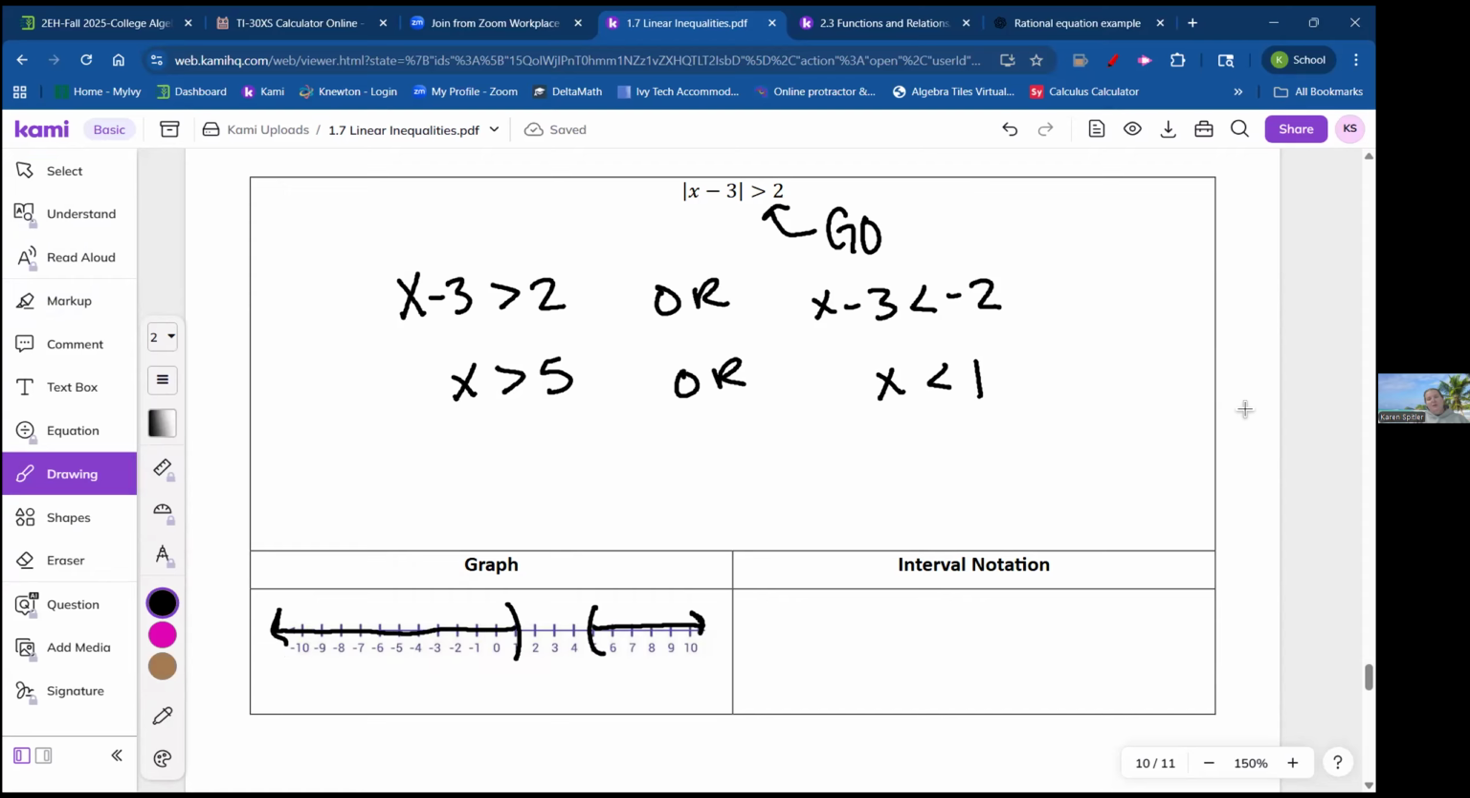Okay, so then go from smallest to greatest. So 1 is smaller. So we have -infinity to 1 in union with 5 to infinity. Okay, questions on the black one?